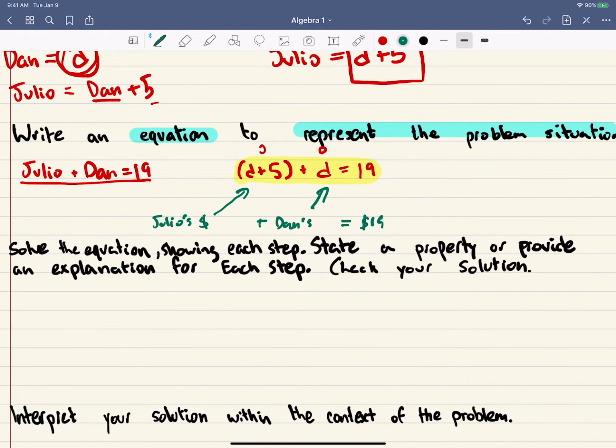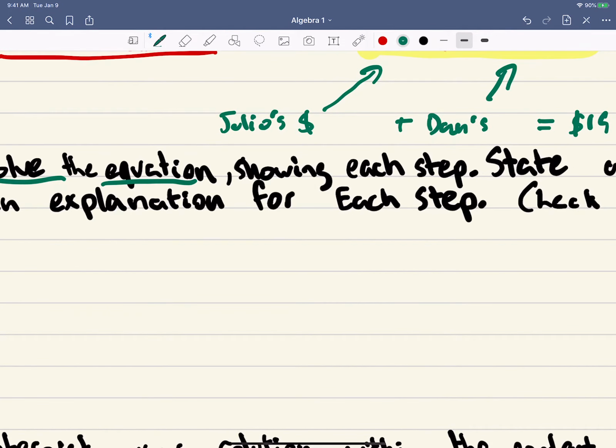All right. Now it says solve the equation. So we're going to solve this equation right here. Solve the equation. Show a state of property. All right. So basically what we've been doing. Okay. So we have this equation right here, right? We have D plus 5, we have parentheses, but we can take off the parentheses, plus D is equal to 19.